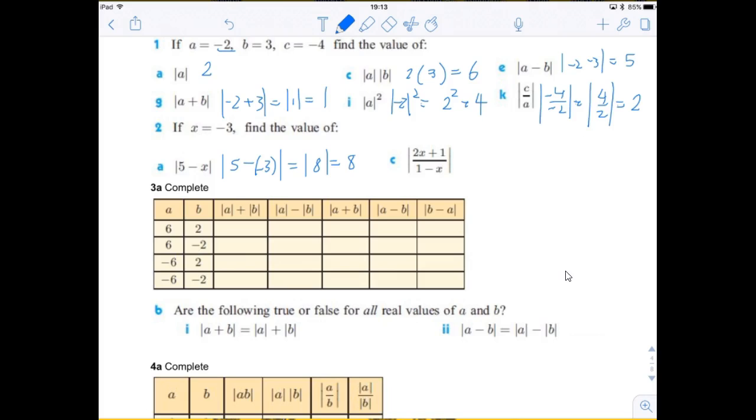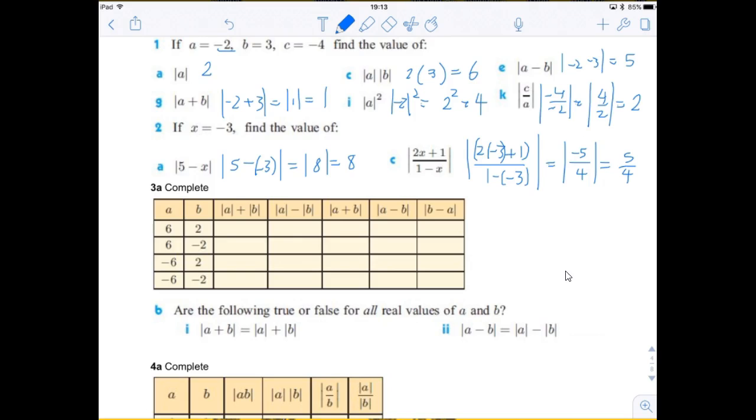C, 2x plus 1 divided by 1 minus x modulus. So first we're going to do what's inside the modulus function. We're going to put 2 times negative 3 plus 1, like that. And then on the bottom we're going to have 1 minus negative 3. So on the top it will be negative 6 plus 1, which is negative 5. On the bottom, we're going to have 1 minus negative 3, which is 1 plus 3, or 4. So the modulus of that would be 5/4.